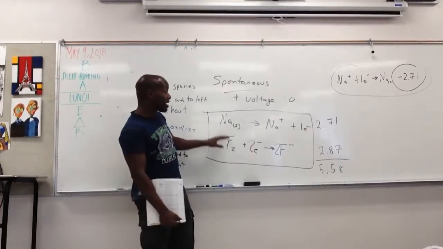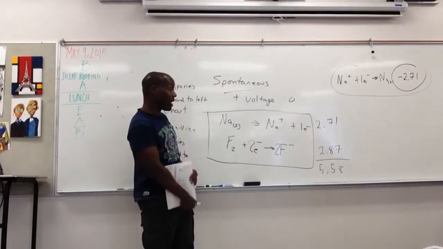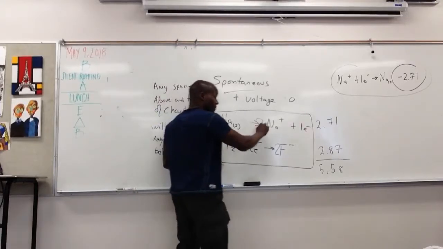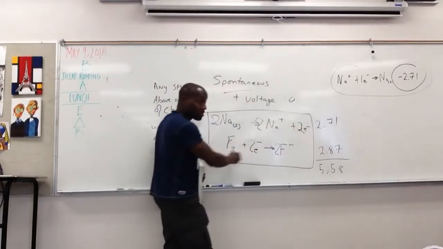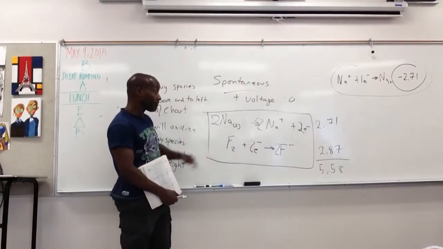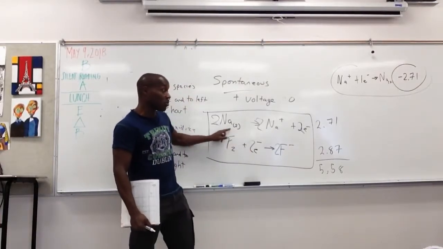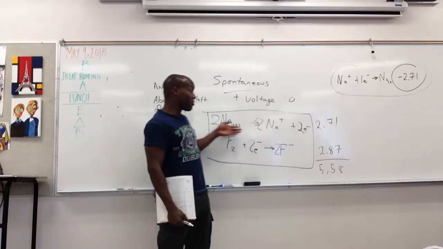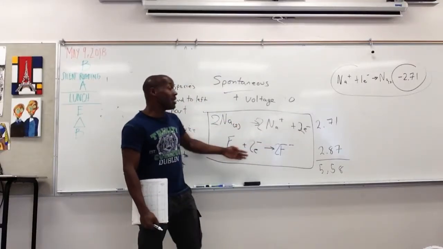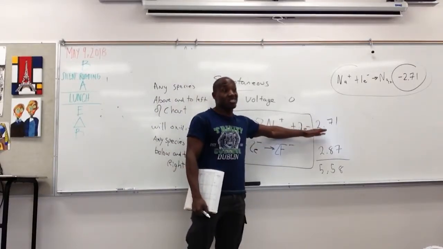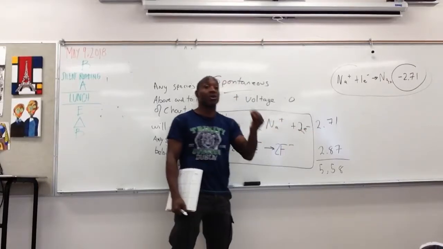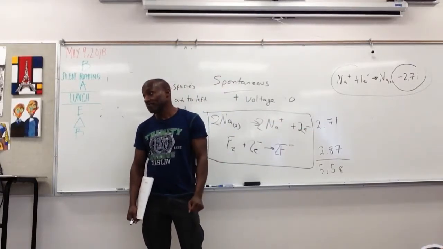Okay? It doesn't matter if we need to go through this reaction twice, as we would have to, obviously, to balance the requirements of fluorine. Fluorine needs 2 electrons. Each sodium only liberates 1 electron. This reaction will have to happen twice for this one. It doesn't double the voltage. It's still the same voltage because the voltage is on a per atom, per electron basis.